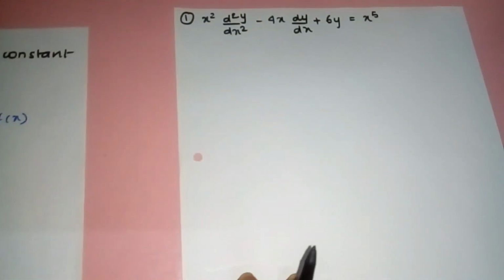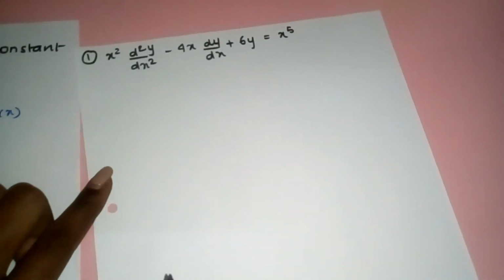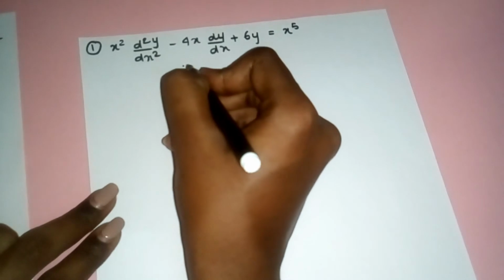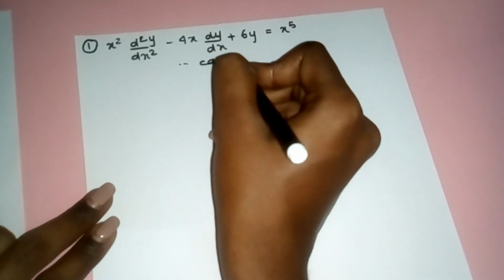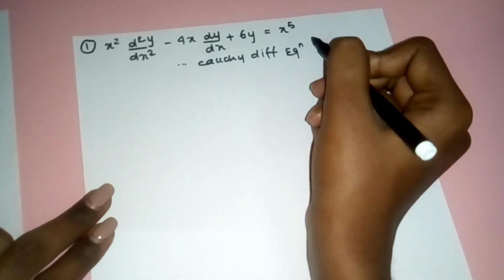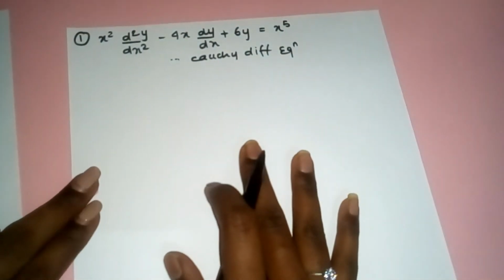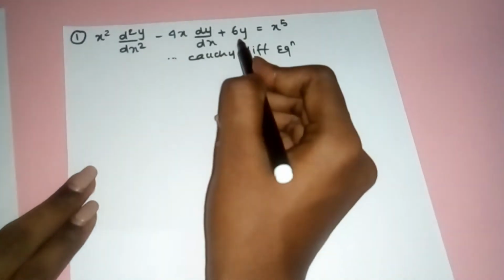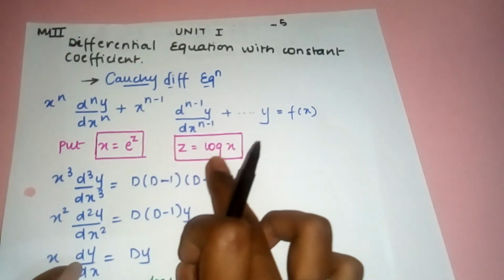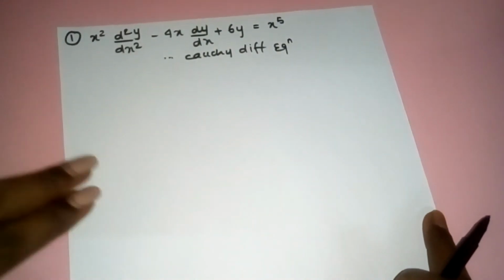Let us keep this here for reference, and we'll start with this. First we understood that it is Cauchy, so we'll write Cauchy differential equation. Then what we have to do first is put x equal to e raised to z and z equal to log x. So let's do that.